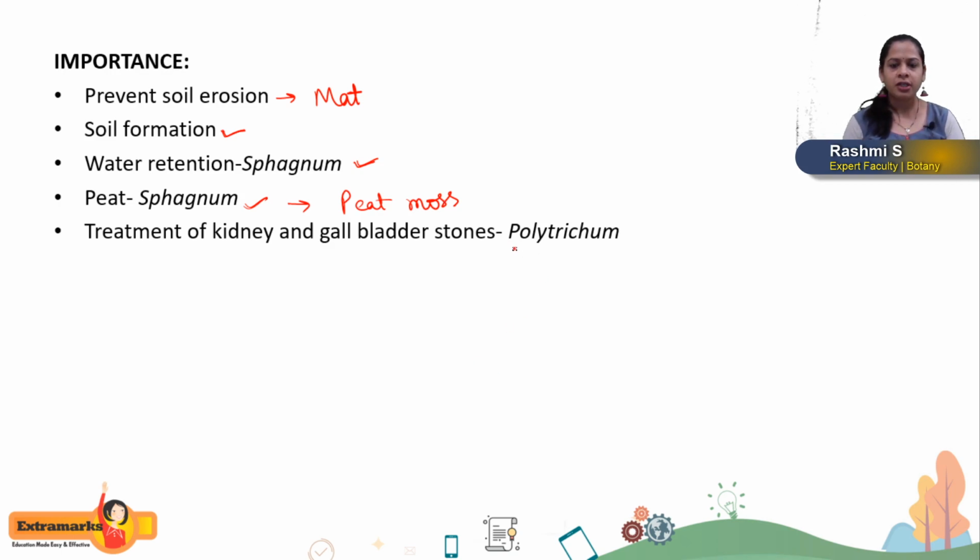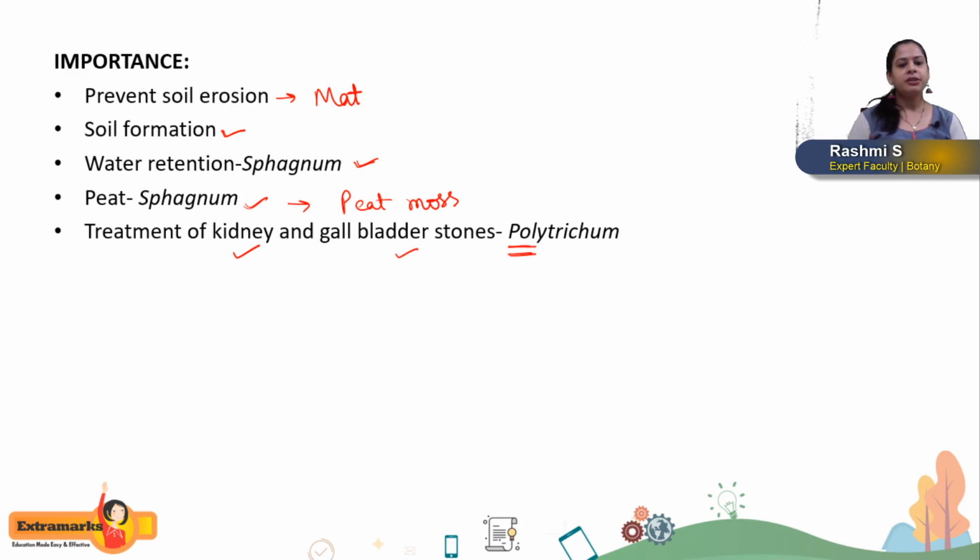Another important useful aspect of bryophytes is polytrichum. It is used in the treatment of kidney and gallbladder stones. The decoction of polytrichum is consumed to cure kidney and gallbladder stones. So these are the economic and ecological importance of bryophytes.